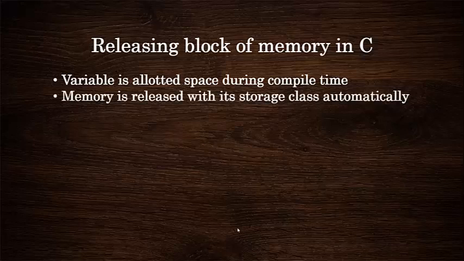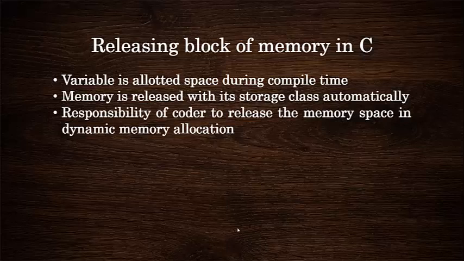This happens in the normal process, but when it comes to dynamic memory allocation, it is the responsibility of the programmer to release the memory space once the program has executed successfully. It is completely under the control of the developer to release the memory space that has been allocated using malloc and calloc. The syntax is to make use of the function free, and we have to pass the pointer variable as an input argument.